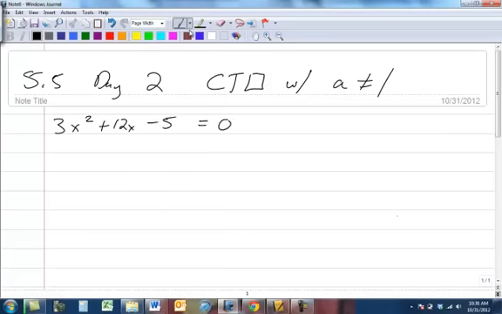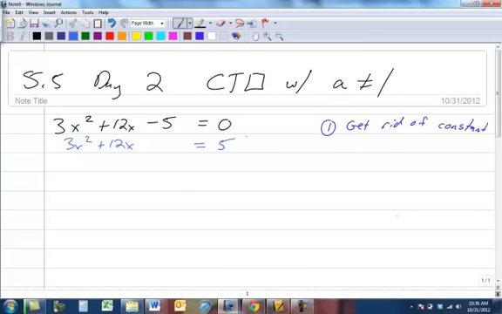All right, we're going to follow the same steps from yesterday. Step 1, get rid of the constant. We're solving here, right? So 3x squared plus 12x, leave a space, equals 5.